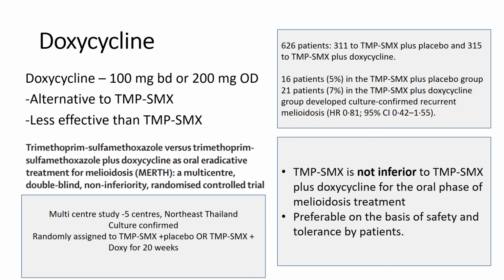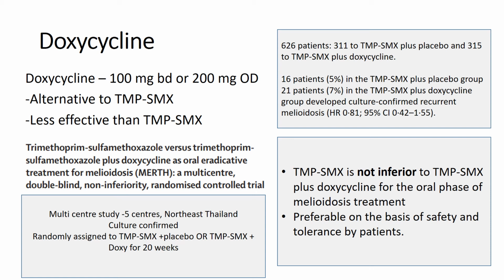All right. So now Bactrim with a placebo versus Bactrim plus doxycycline as an oral eradicative treatment for melioidosis. It is a multi-center, double-blind, non-inferiority, randomized controlled trial that was done in 5 centers in northeast Thailand, and they recruited all culture-confirmed melioidosis patients into this study.